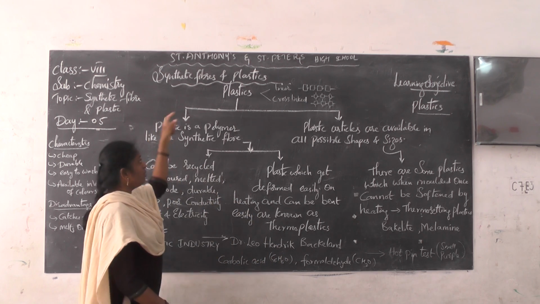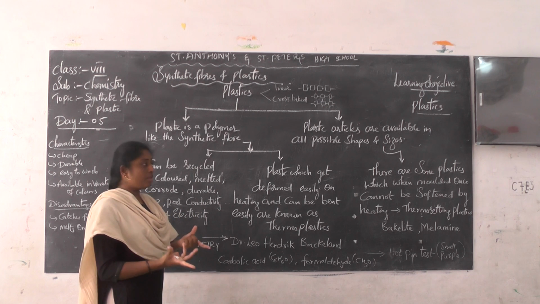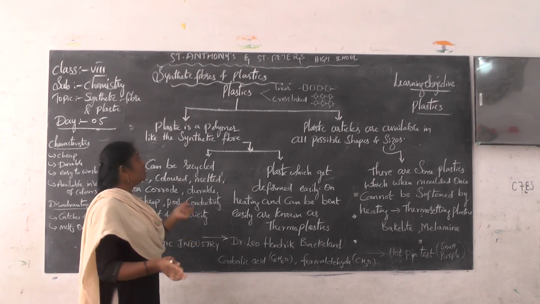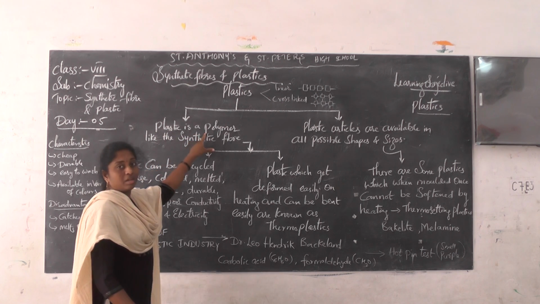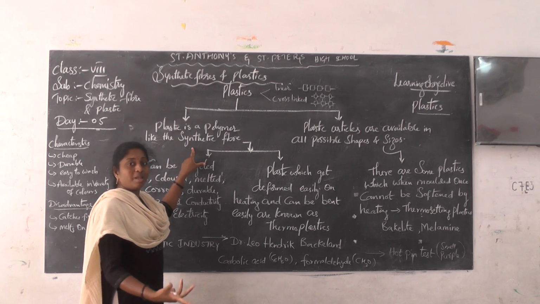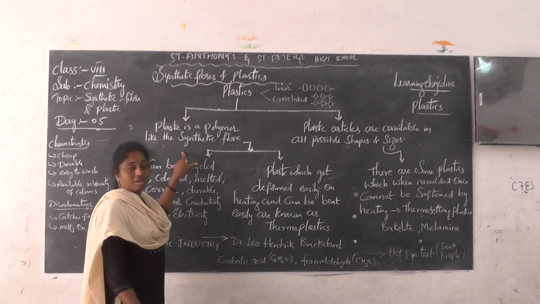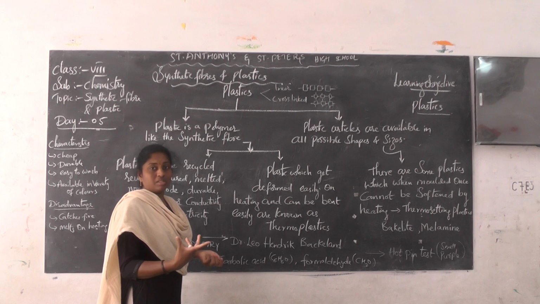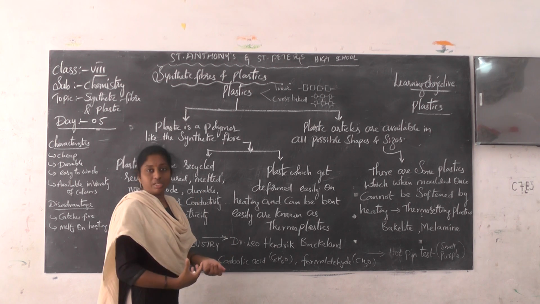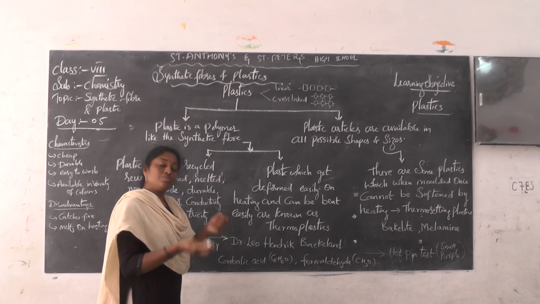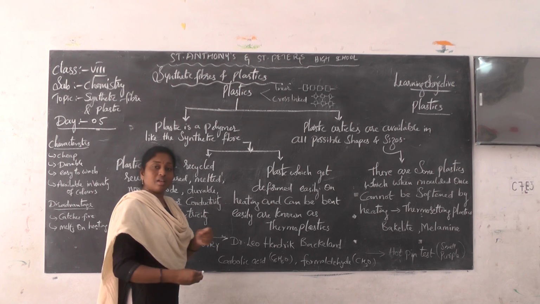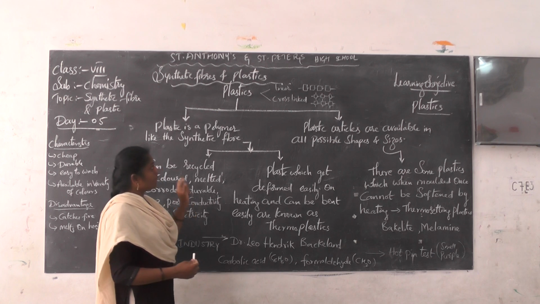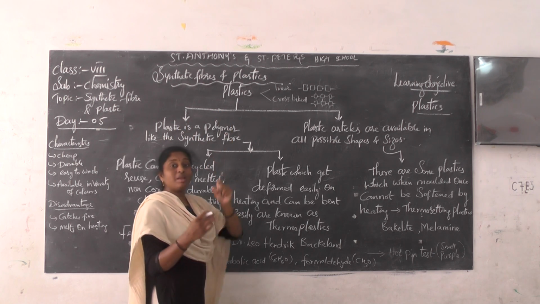Now let us learn about plastic. So what is a plastic? The same as synthetic fibers, plastic is also a polymer. In the synthetic fibers we learned that a polymer is made up of many units, called monomers. So here also you can see so many units which are joined together to form a polymer.